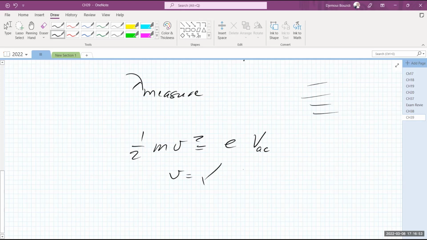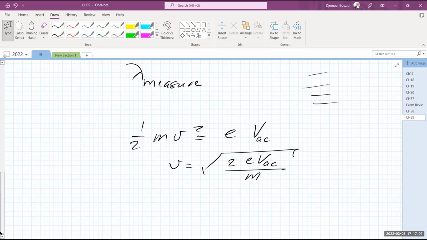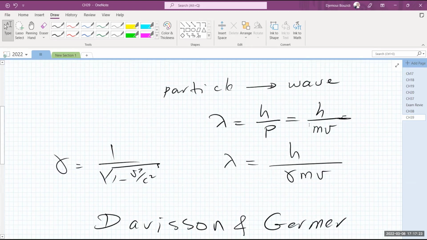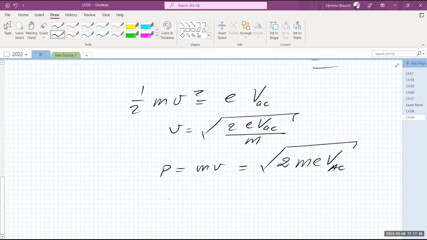From here, you can find v, which is the square root of 2 times e times V, the accelerating potential, divided by m, the mass of each electron. So you have a velocity. Obviously, you need the momentum for these particles: p equals mv, and taking m inside the square root, you end up with the square root of 2m times e times V, the potential between the anode and the cathode. That is how they found the momentum. So all they have to do is come back to this expression and check it. Does the measured experimental value of lambda match h over this value? And it does.